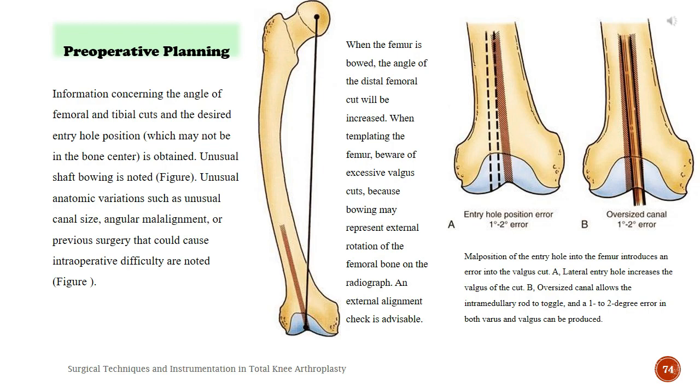Figure. A. Malposition of the entry hole into the femur introduces an error into the valgus cut. A lateral entry hole increases the valgus of the cut. B. Oversized canal allows the intramedullary rod to toggle, and a 1 to 2 degree error in both varus and valgus can be produced.